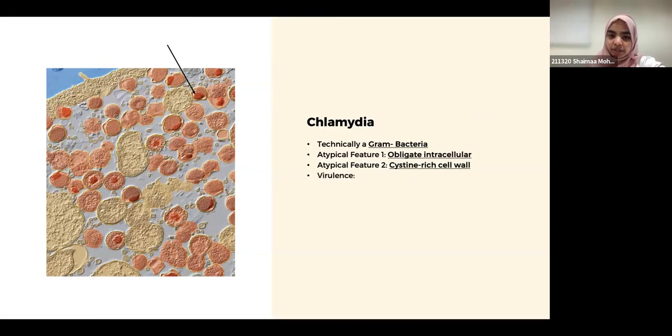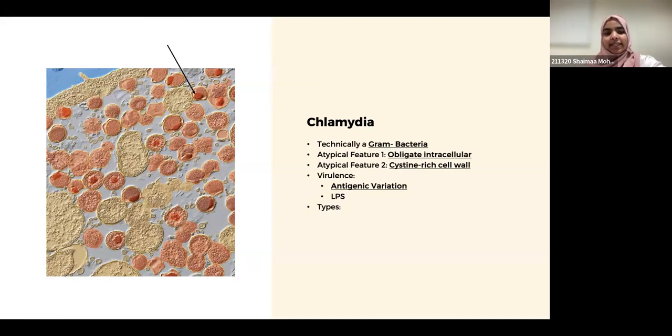What are the virulence factors of chlamydia? Number one, antigenic variation. Again, we said it can change its antigens. And what other thing has antigenic variation? Structure, yes, fimbriae, antigenic variation. And it also has LPS.